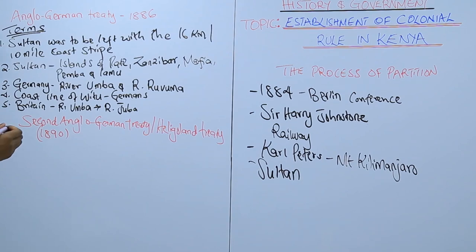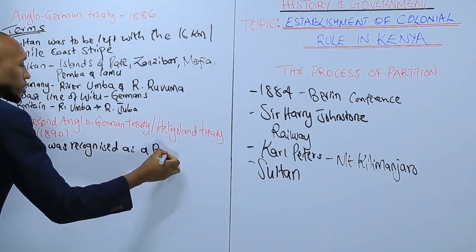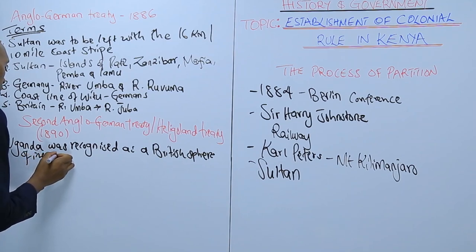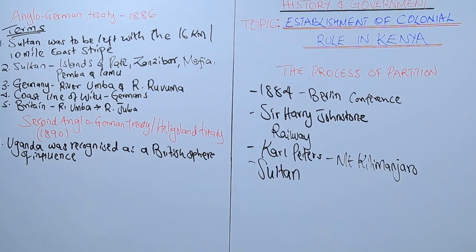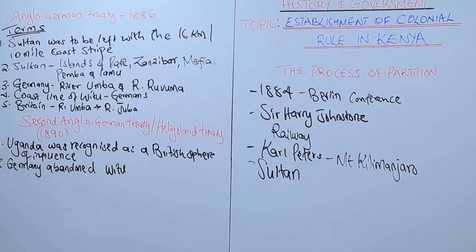The first one, Uganda was recognized as a British sphere of influence. And then Germany agreed to abandon her claim over the territory of Witu. She also accepted British protectorate over Zanzibar. So Germany abandoned the territory of Witu, and also recognized that the British were to take over the islands of Zanzibar and the island of Pemba.